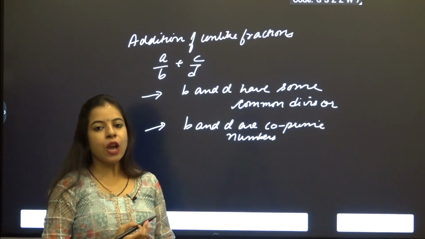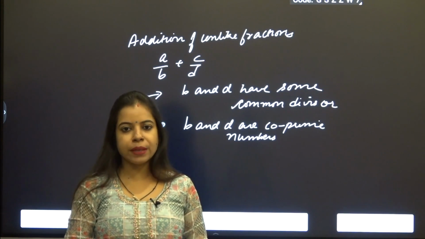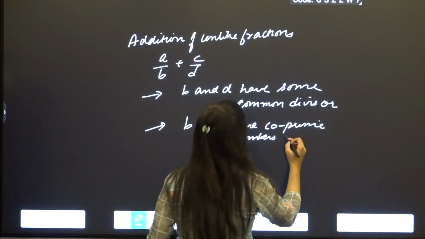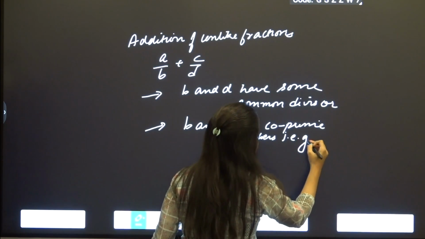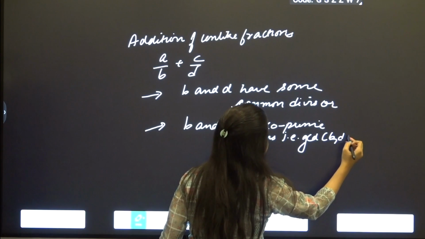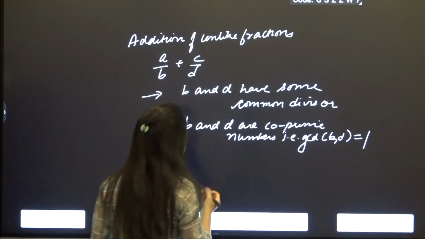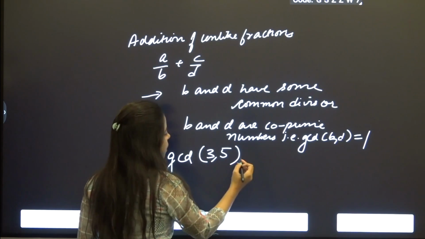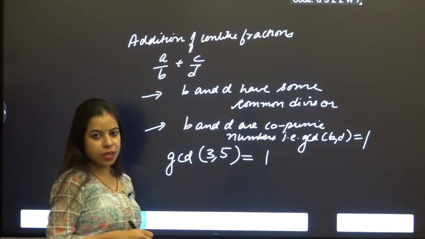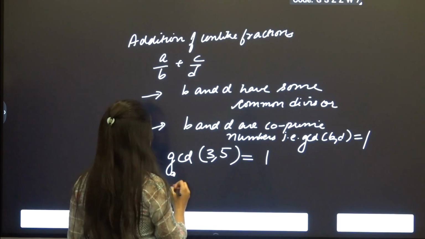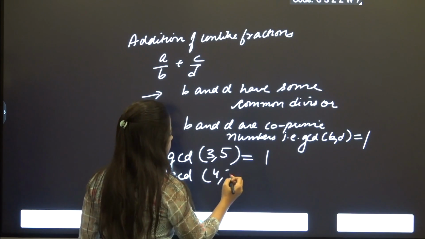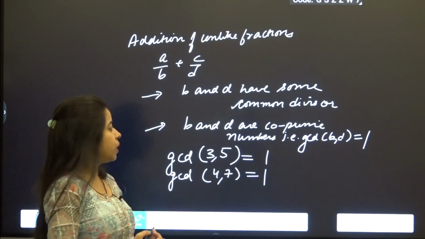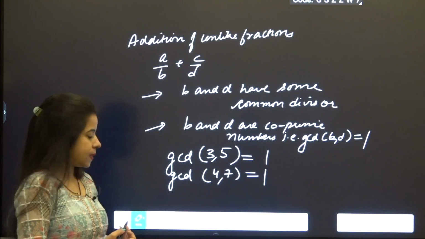My dear friends, co-prime numbers are those numbers which have their GCD as 1. That is, the GCD of B and D is 1. Let's say 3 and 5, the GCD of 3 and 5 is 1. So, these are co-prime numbers. Another example is 4 and 7. These are co-prime numbers. So, let us consider both the cases.